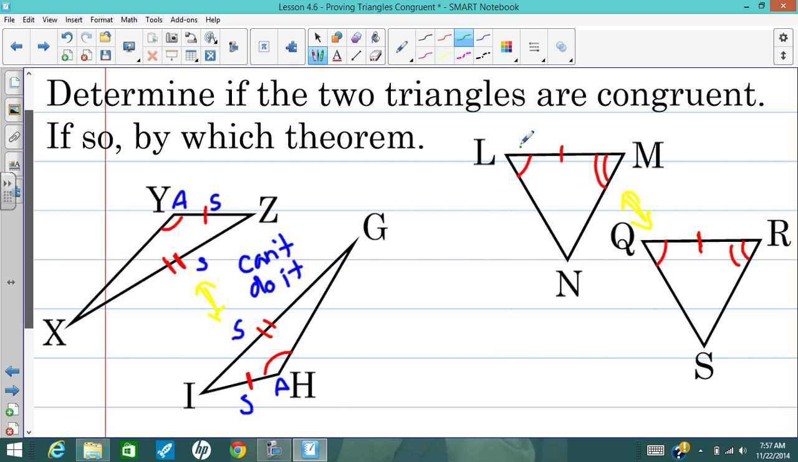Over here, I'll do the same thing. I have an angle, a side, an angle, a side, an angle. So I have angle, side, angle, angle, side, angle, two pairs of angles that are congruent, a pair of corresponding sides that are included. So this is a yes, they are congruent by the angle-side-angle theorem. And I'm cool if you write ASA.